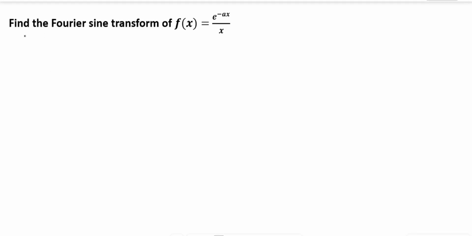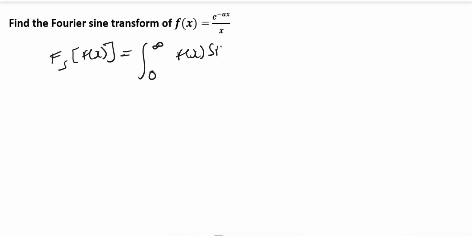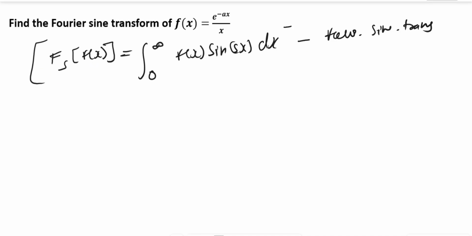So, the question is to find the Fourier sine transform of a function f(x) equal to e raised to the power minus ax divided by x. That is, we need to find the Fourier sine transform of a function f(x), which is the integration from 0 to infinity of f(x) sin sx dx. This is the formula for Fourier sine transform that you need to remember to solve this.